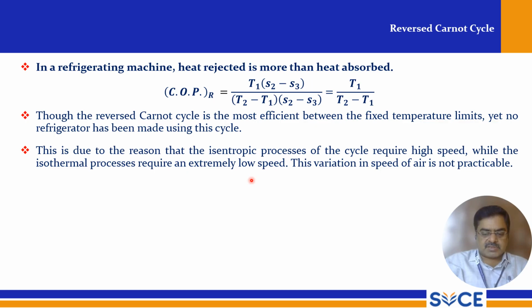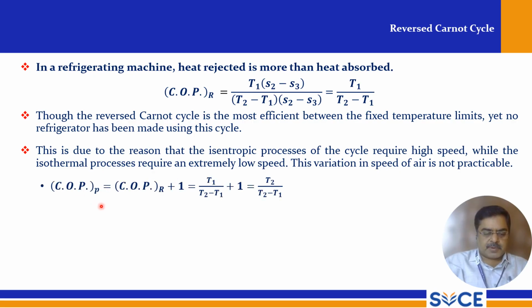So this is the reason, students: the isentropic process requires a high speed, while the isothermal process requires an extremely low speed. So both are quite opposite. This variation of speed of air is impossible to achieve in practice. So that is the main reason why it remains a theoretical cycle.